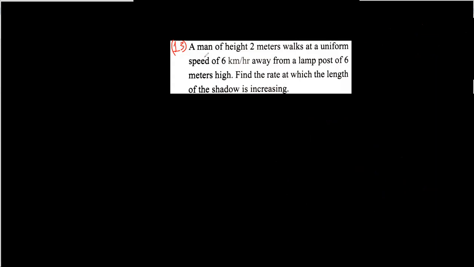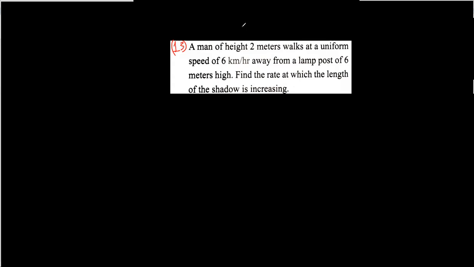So here the question number 13 is, a man of height 2 meters walks at a uniform speed of 6 kilometers per hour away from a lamppost of 6 meter high. Find the rate at which the length of the shadow is increasing.